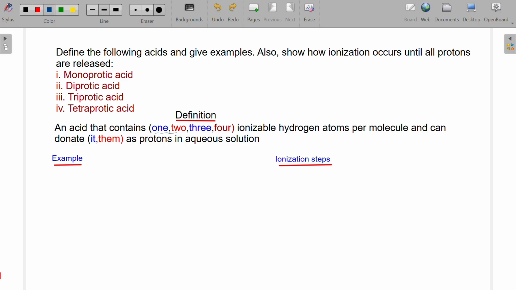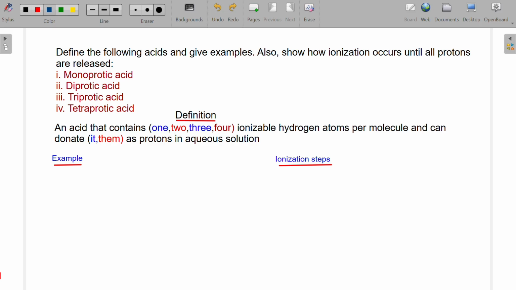So the definition is a general one. When you look at this part here, I've shown that we have 1, 2, 3, 4. So we'll be picking one there, the definition. And then on this part here, we have them. So we'll be picking which one is suitable according to just English. Yes. So let's quickly start from the monoprotic acid.